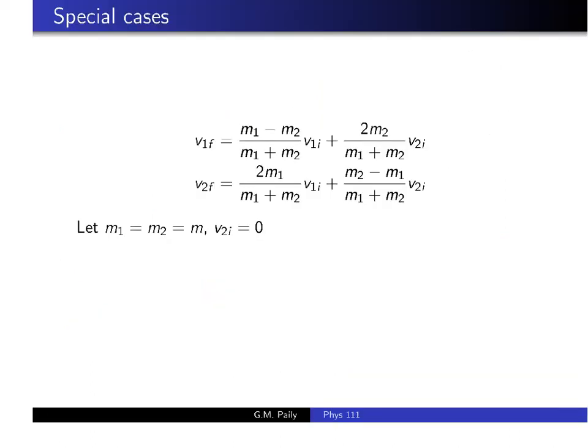Now let us look at a few special cases. Supposing we have that m1 is equal to m2 is equal to m, and v2 initial is 0. How do these results simplify? Also, what physical situation does this correspond to? Well, the masses are equal and object 2 is initially at rest. This is like the situation of a cue ball coming in and hitting a stationary pool ball. Let's see what the result is.